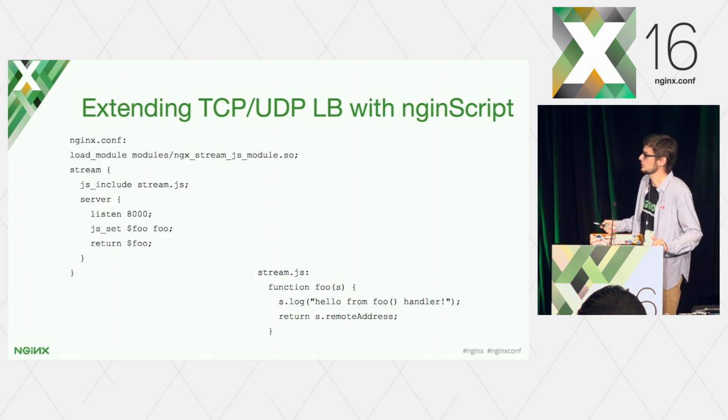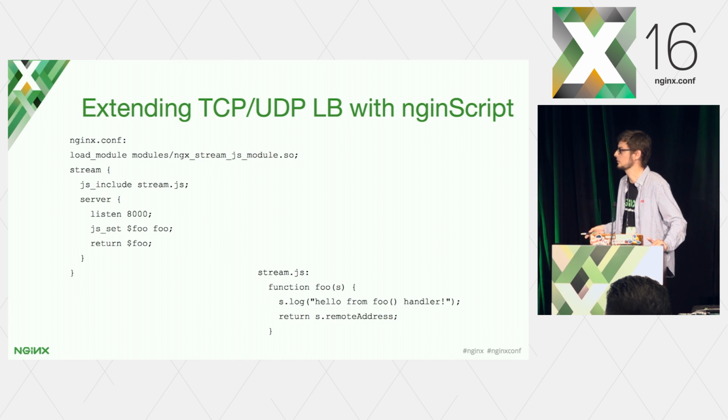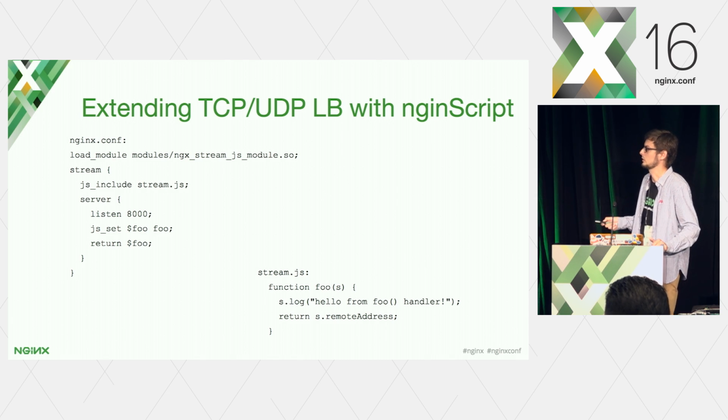So in stream.js, I would define a function called foo. The s is the session object, which is passed to that function by nginScript by default. I'm doing some logging, just to see if there is anything going on, and I'm returning the remote address, which is available as a built-in variable in the stream object. All right.